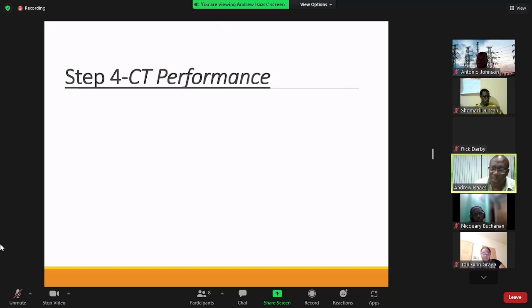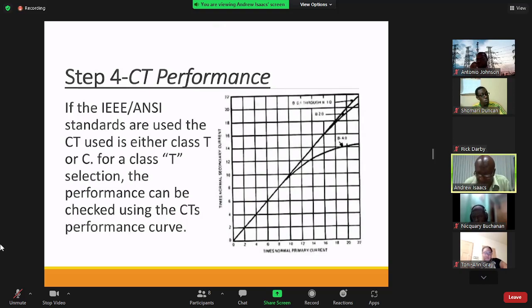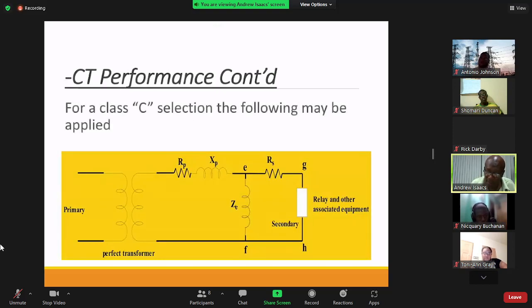Now we look at the performance of the CT. If we're using this CT, then we look at the performance curve and determine whether or not the CT can operate. And we'll be looking at the current and the normal secondary current, etc. But as I said, we're not focusing on that. What we are focusing on is the Class C CT.